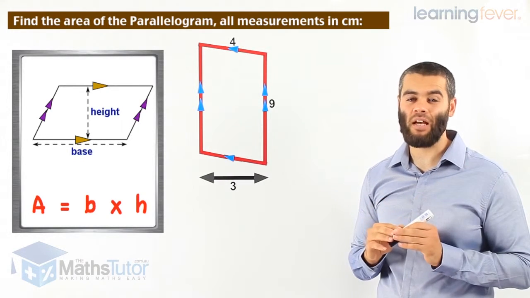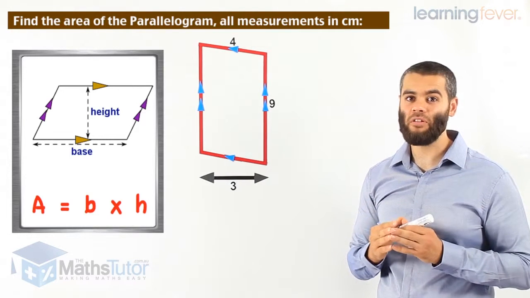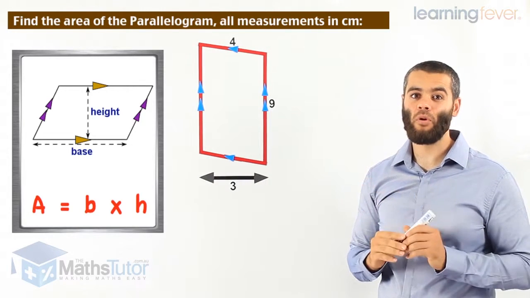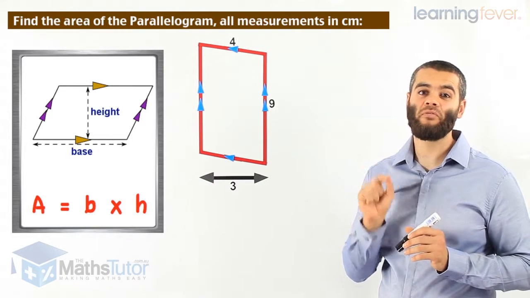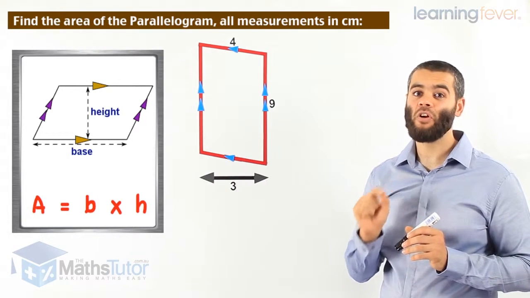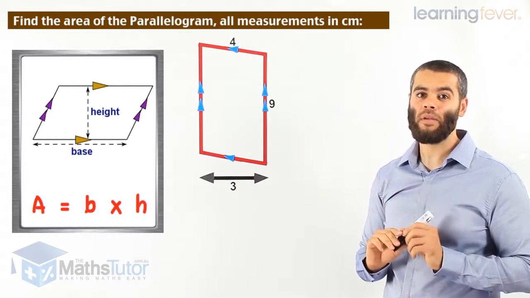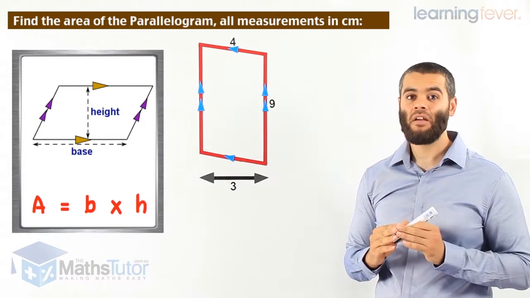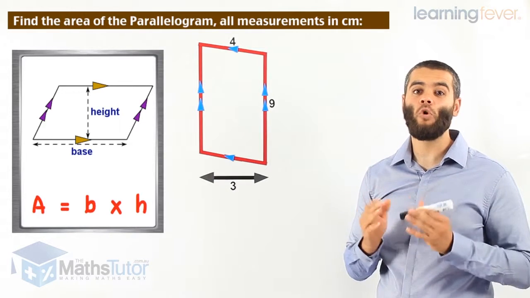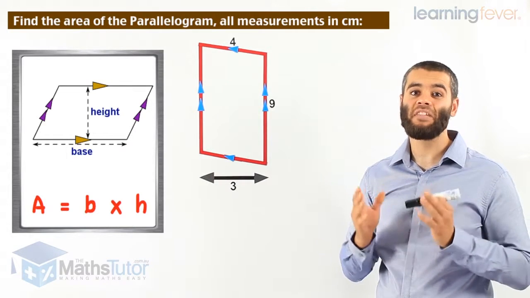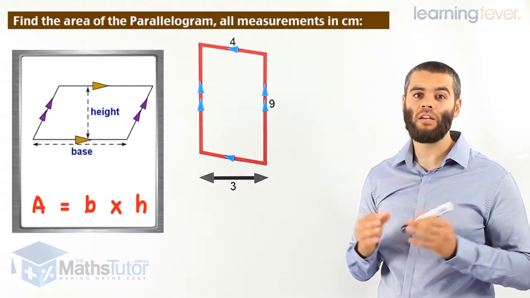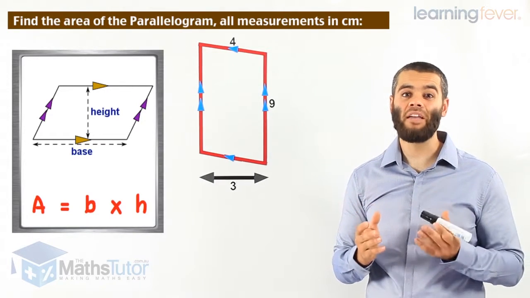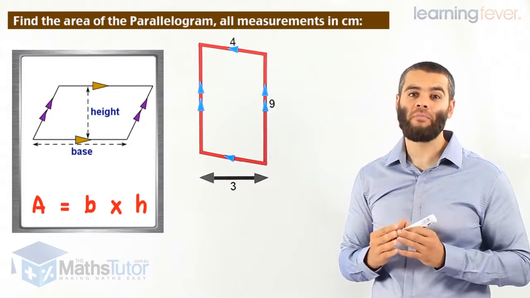Now the question we need to ask: what height are we referring to? Very, very important. You need to remember that. The height is always the vertical height. What we mean by that is that the base and the height will always meet at right angles. Exactly the same as when we were finding the area of a triangle, half times base times height. The base and height always meet at right angles.